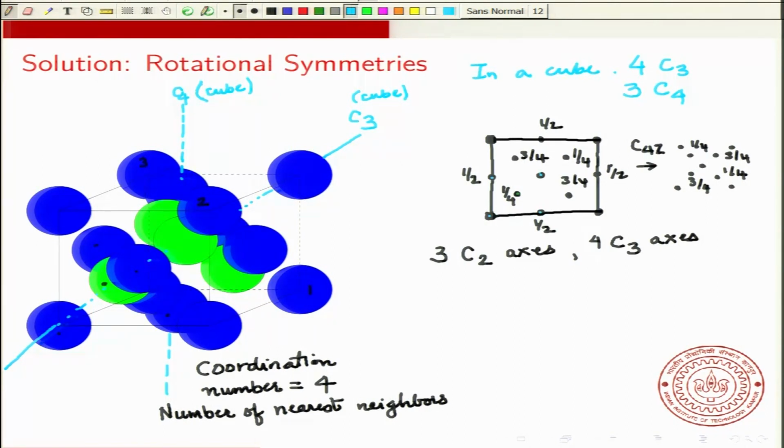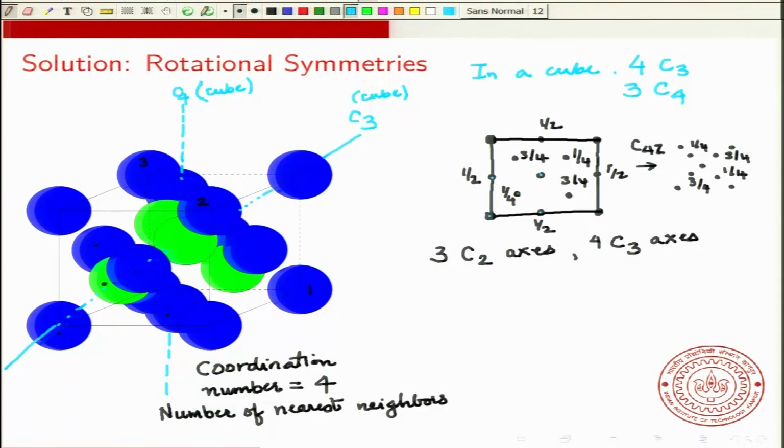Yes, these will be the 4 nearest neighbors of this atom. So the coordination number is just 4. Now we have the 3 C2 axes and the 4 C3 axes. Now in a cube there are other symmetries.